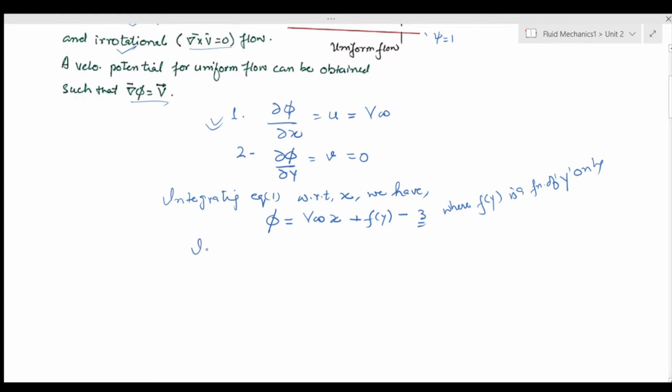Similarly, if I integrate equation 2 with respect to y, I would get phi equals a constant plus g of x. Okay. Now g is again another function, and g of x is a function of x only.